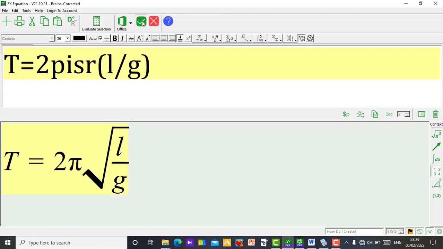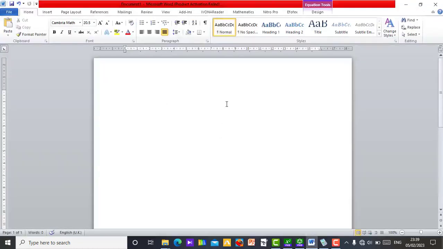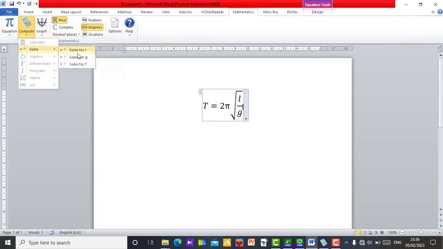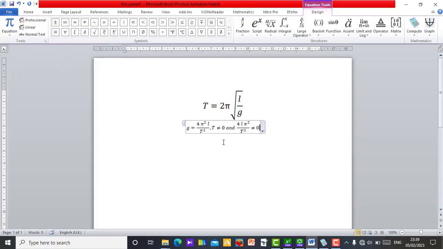Then copy, take it to your Microsoft Word and paste. So this is an equation. Let's say I want to make G the subject of the formula. All I need to do is come to my mathematics, compute. You see, it gave us the condition. Is it L I want to find? Is it G? Is it T? For example, I need G to be the subject of this formula. Just tap on G. You see, the result is out. So G is equal to 4 pi squared L over T squared, where T cannot be 0.